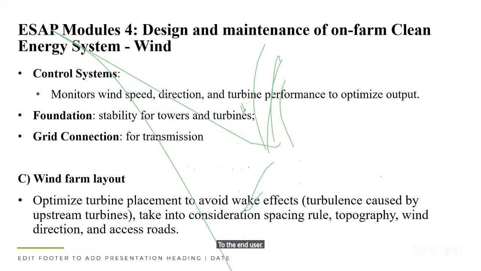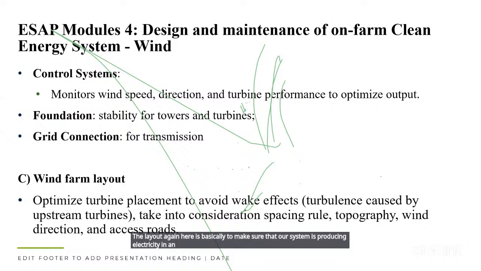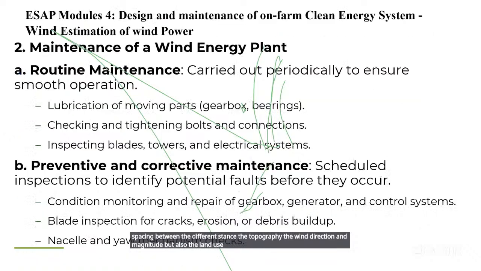Now, we need also to think about the layout. The layout, again, here is basically to make sure that our system is producing electricity in an optimal way. So that will be taking into consideration the spacing between the different stands, the topography, the wind direction and magnitude, but also the land use, as we say, around it.